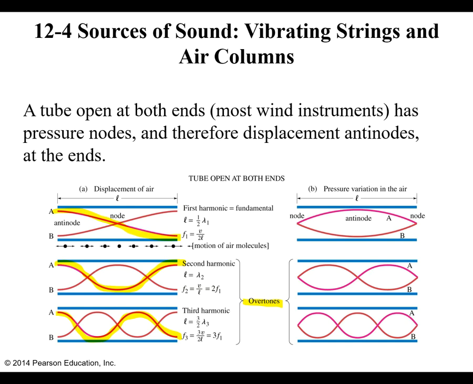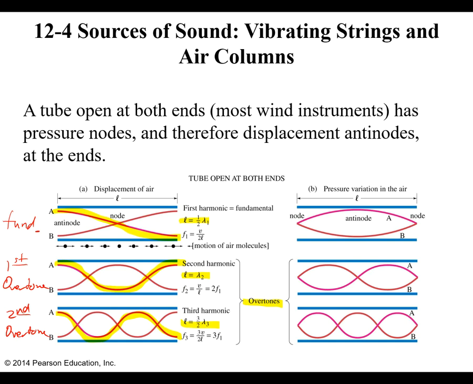So this is your fundamental. This is your first overtone. And this would be your second overtone. And what we saw at the end of the last video was that the length of the tube was equal to half of a wavelength for the fundamental frequency. The length of the tube was equal to the wavelength of your second harmonic. And the length of the tube was equal to 1.5 times the wavelength of the third harmonic.